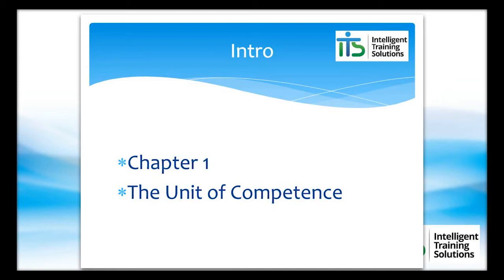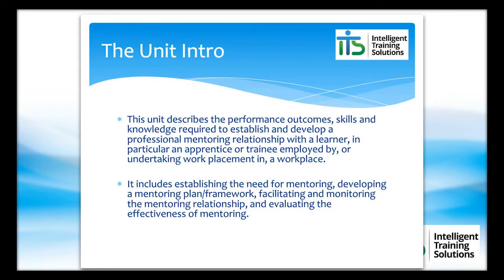Cool. So chapter 1 is the unit of competence itself. This unit describes the performance outcome, skill and knowledge required to establish and develop a professional mentoring relationship with a learner, in particular an apprentice or trainee employed by or undertaking work placement in a workplace. It includes establishing the need for mentoring, developing a mentoring plan and framework, facilitating and monitoring the mentoring relationship, and evaluating the effectiveness of mentoring.